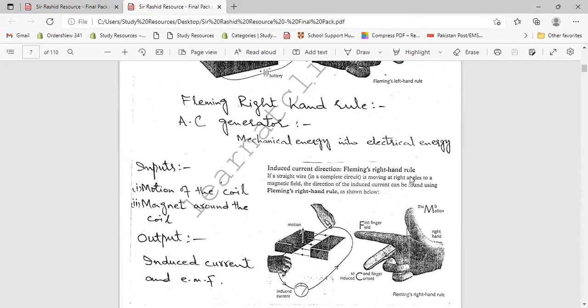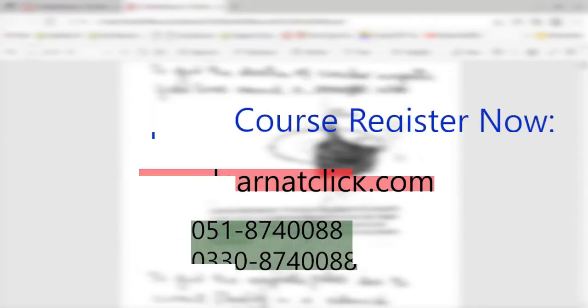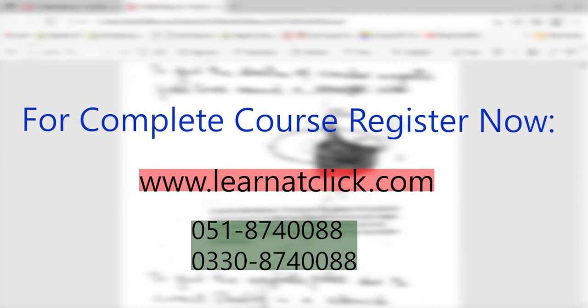So these are the basic rules. I just want to tell you that I have added these four rules in one place. This is the right hand grip rule for a straight wire. This is the right hand grip rule for a solenoid.